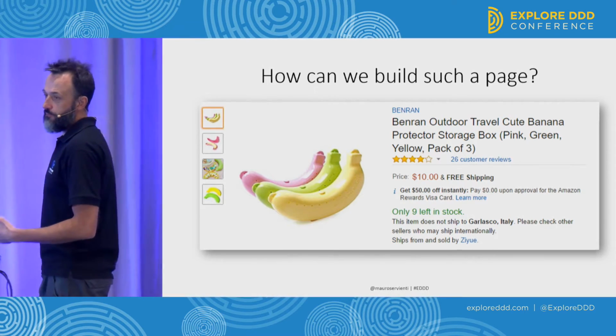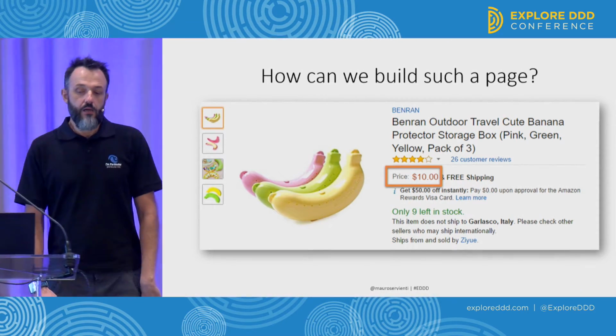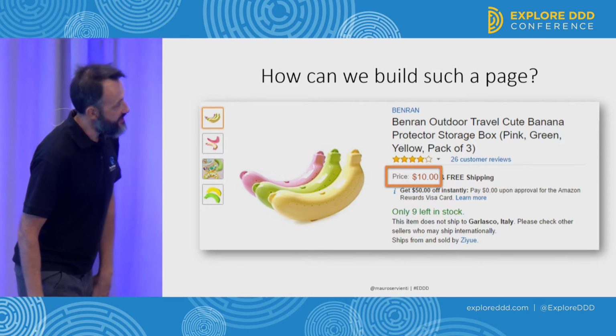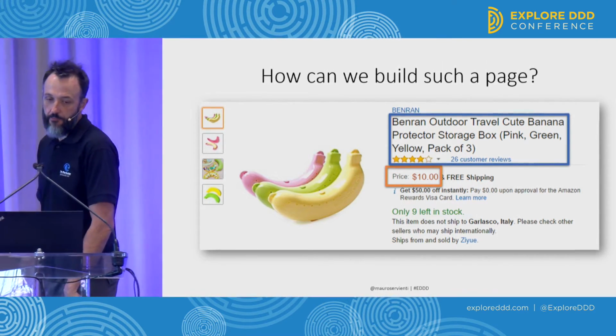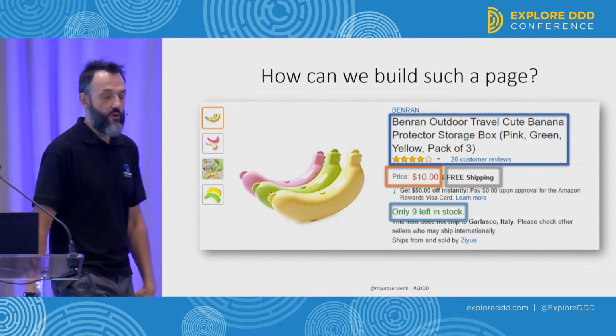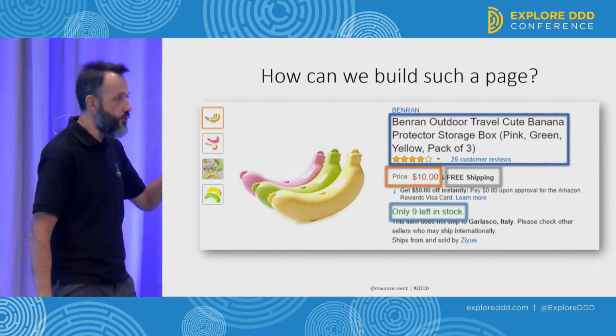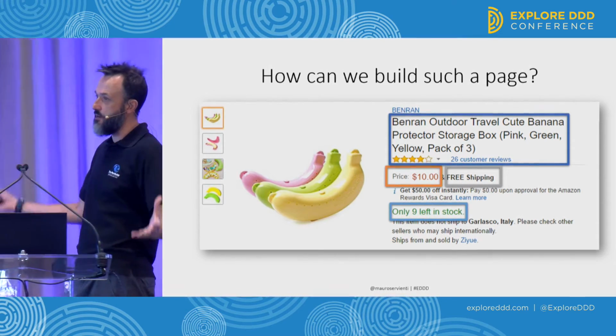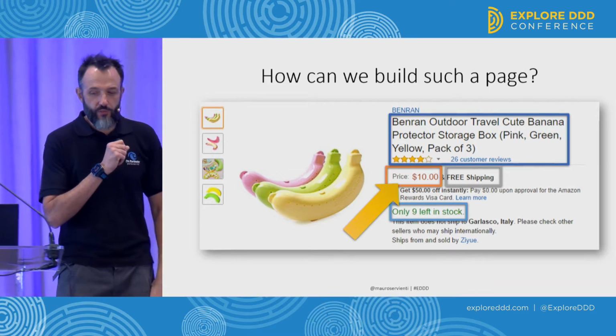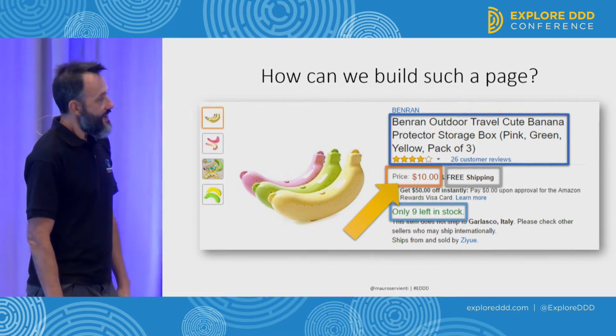So how can such a page be built? We have information coming from sales, the price. We have information coming from marketing, probably. We have information coming from shipping. We have information coming from warehouse, and so on. So all of the information on this page is owned by a service. Let's focus our attention on sales, for example.